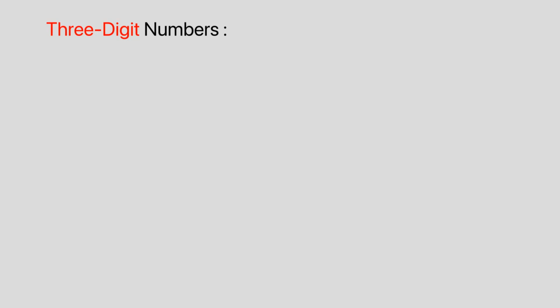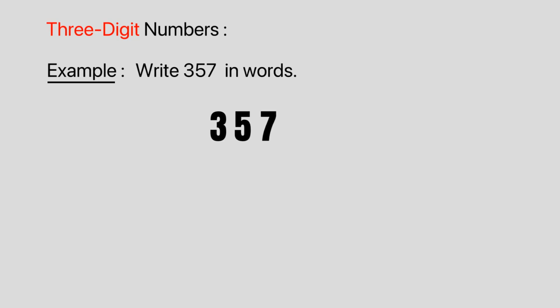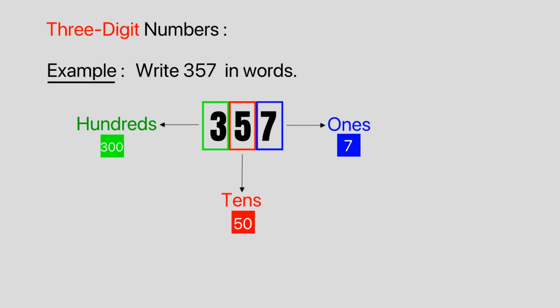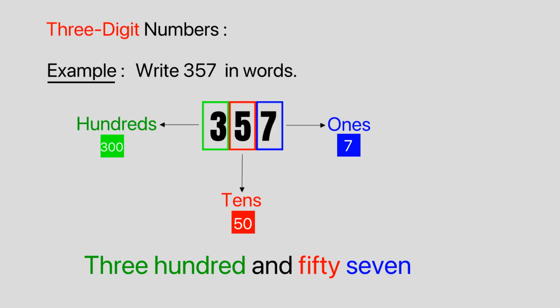Three-digit numbers. Three-digit numbers have hundreds as well. We write the hundreds first, then the two digits after it. Example. Write this number as words. Are you ready? Let's go. We write the hundreds bit first, which is 300 and then the two-digit number 57. So, it is 357. Well done. The hundreds and the two-digit number are always separated by "and", and always say or write "hundred", not "hundreds".